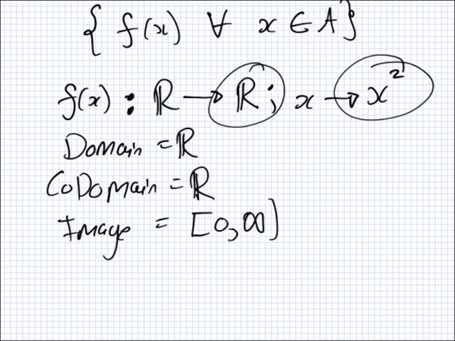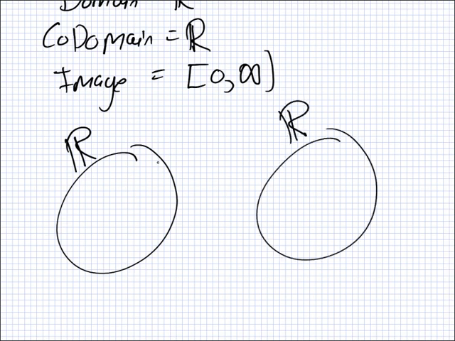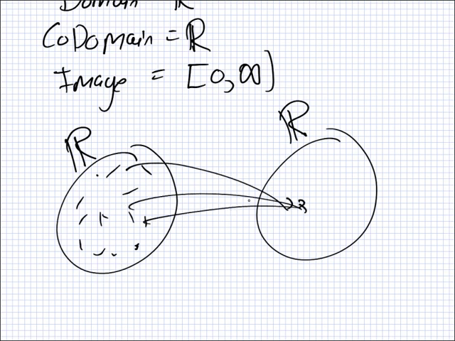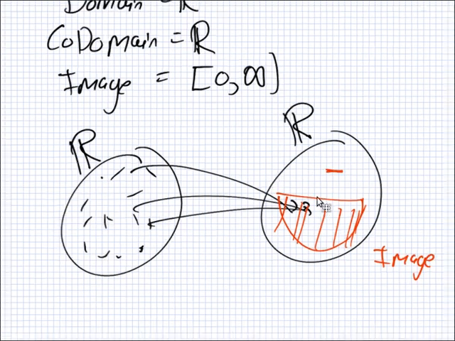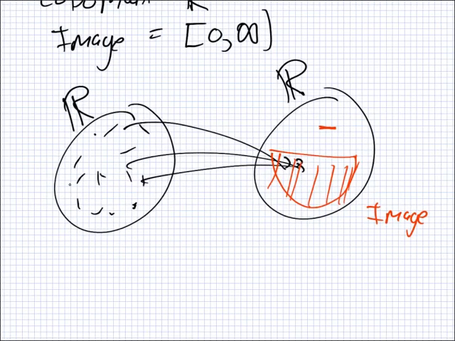So we can picture it like this. This is the domain. This is the codomain. We have all our points here. But f only takes them to half of it in this example. This piece here is called the image. You see, you don't get any negatives. In this one here, you get only positives.